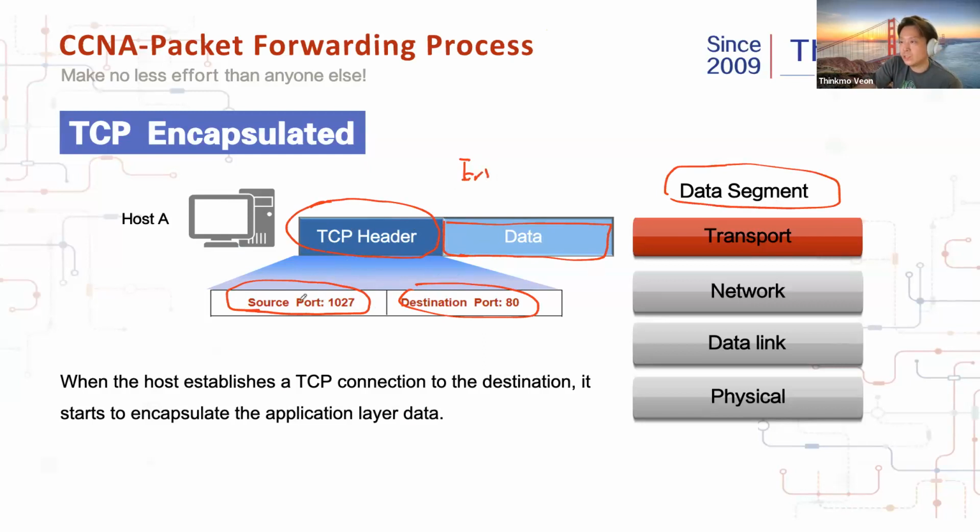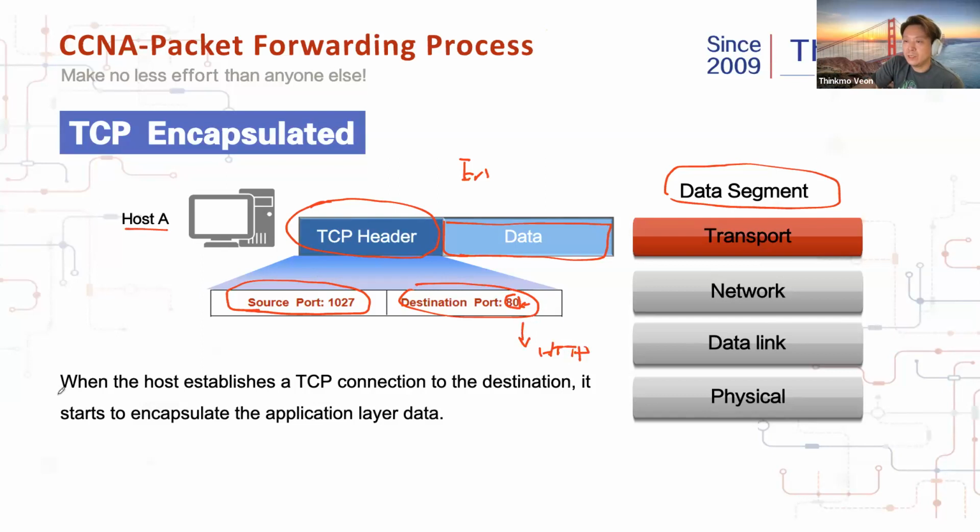Okay, with the source port and destination port, host A defines what kind of protocol it is going to access. Here we have TCP, and the port we are referring to is HTTP, right? HTTP.